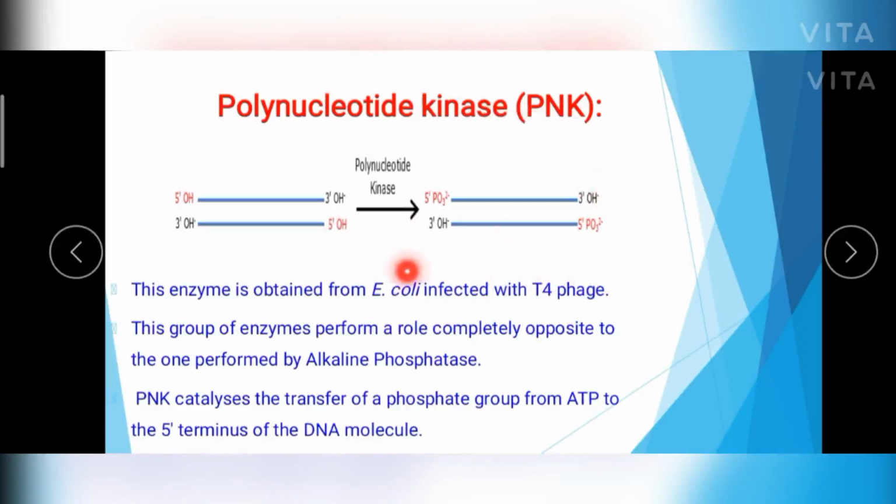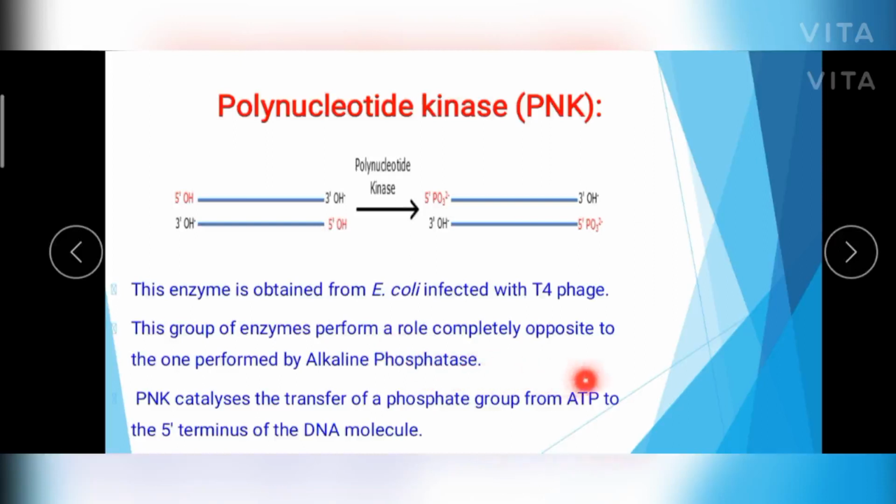So kinases add phosphate groups, whereas you have seen that phosphatases remove the phosphate group. These kinases add the phosphate group to the 5' end. So after the reaction, when you are ready for inserting the target DNA into the vector, in order to insert that target DNA, first the hydroxyl group present in the 5' end should be removed. That is done by using polynucleotide kinase.